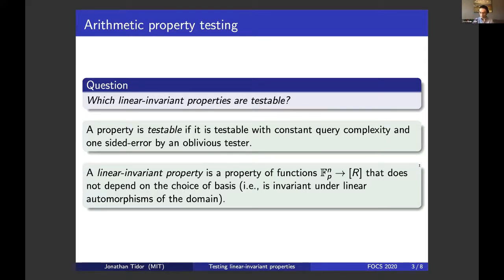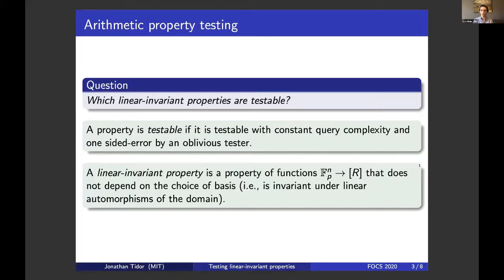And the properties I'm going to be interested in are called linear invariant properties. Now, a linear invariant property is just any property of functions from a finite field vector space to a finite set, where the property doesn't depend on the choice of basis of the vector space. That is, it's preserved by linear automorphisms of the domain.